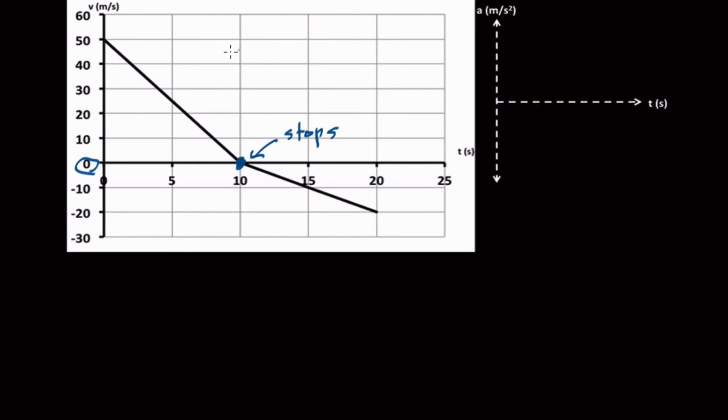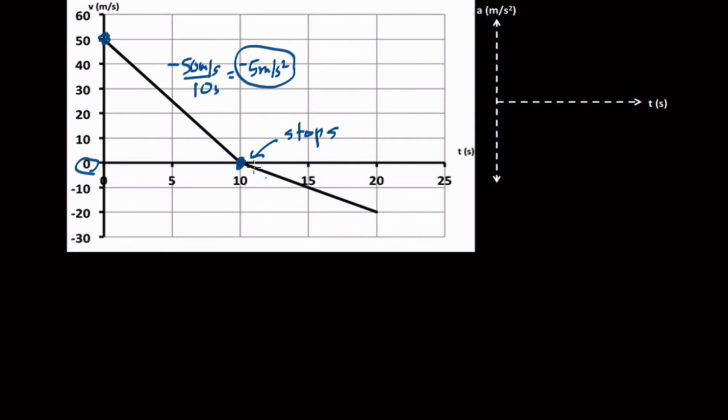So first, let's work on the acceleration time graph. We'll just find the slope of this portion right here. It goes down 50. Goes down 50 meters per second in 10 seconds. So its acceleration here is -5 meters per second every second. Every second its speed changes by 5 meters per second.